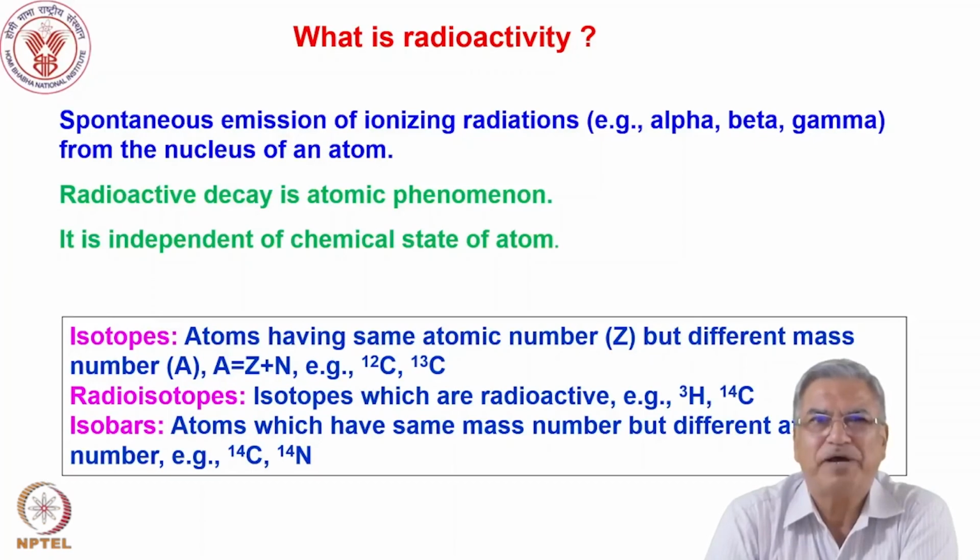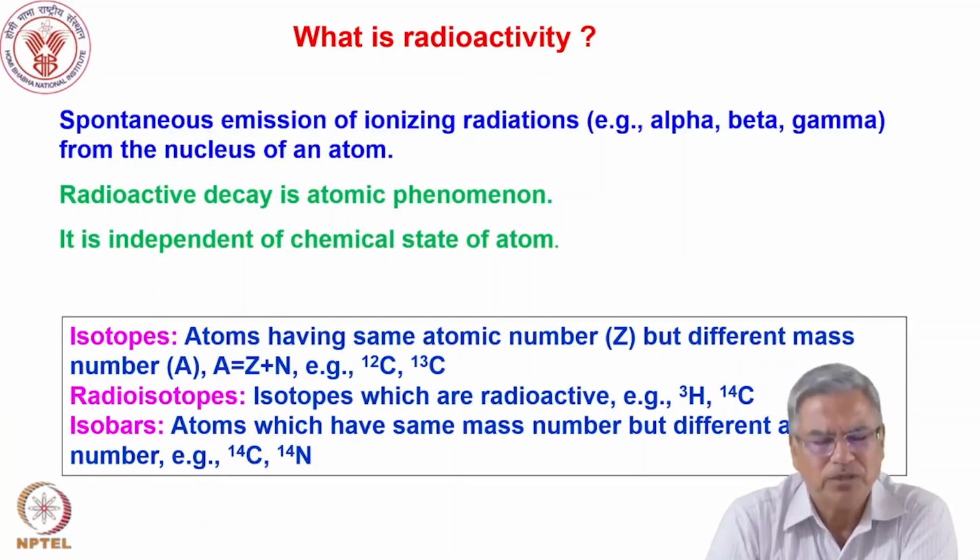Like for example, one of the parameters of radioactive decay is the half-life. So the half-life is a constant of a radioisotope. It does not depend upon the chemical state of that. Before we go to the other aspects of radioactivity, I thought it good to introduce some of the nomenclature we will be discussing in these lectures.